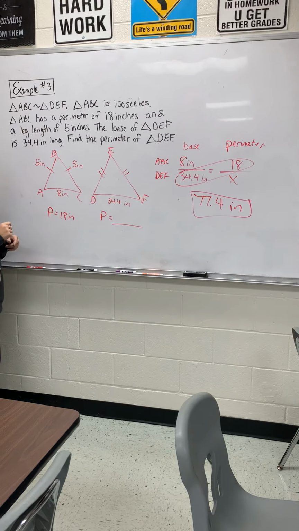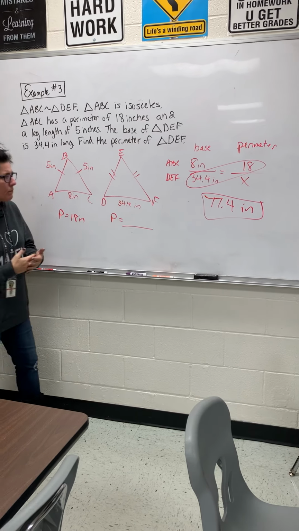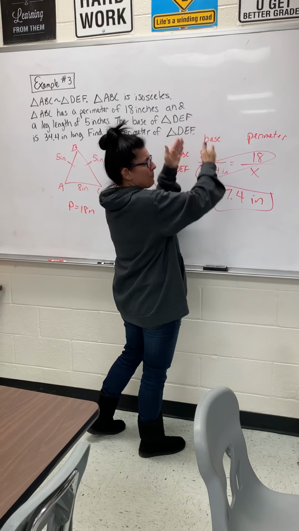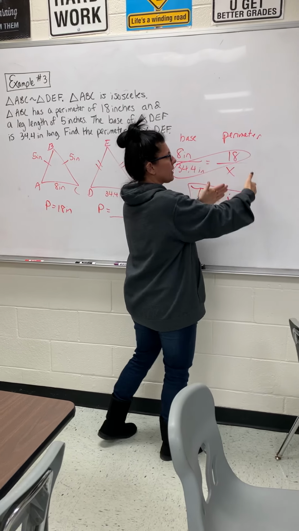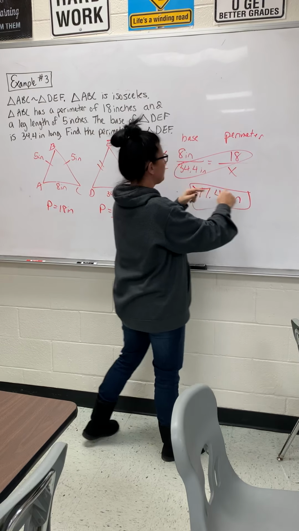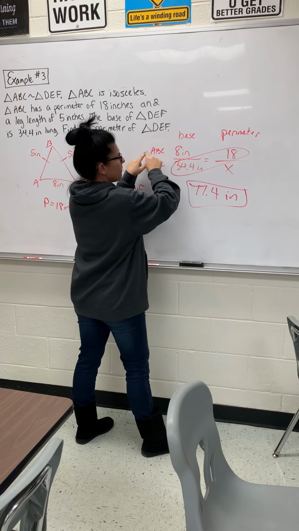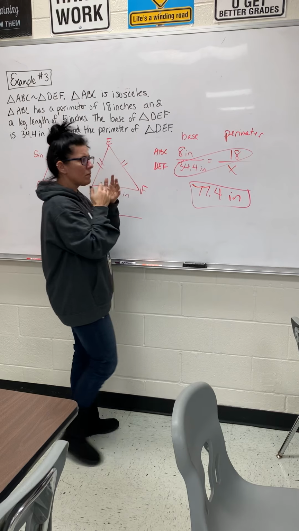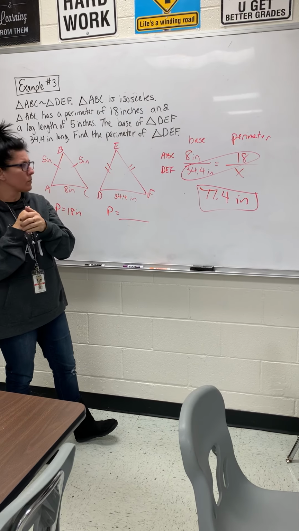So when you set up your proportions, set it up like a grid. If you notice how I set up my proportion, this first column is my base numbers. My second column is perimeter numbers. Top numbers are ABC numbers. Bottom numbers are DEF numbers. So if you follow me, that grid will help you put things in the correct spot.